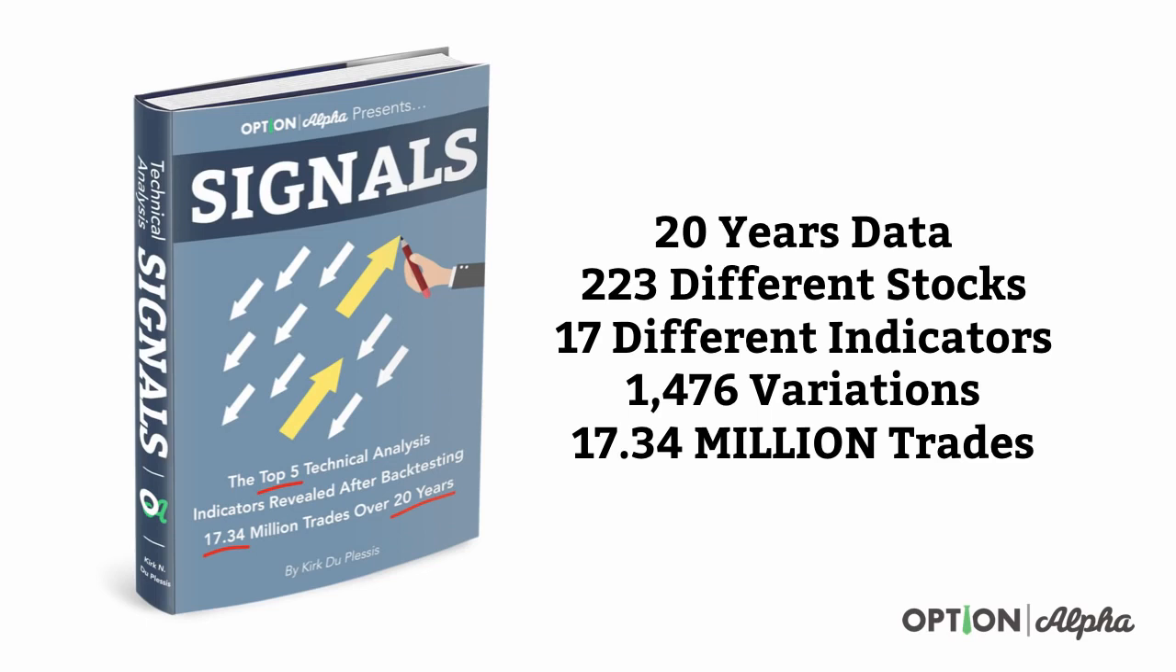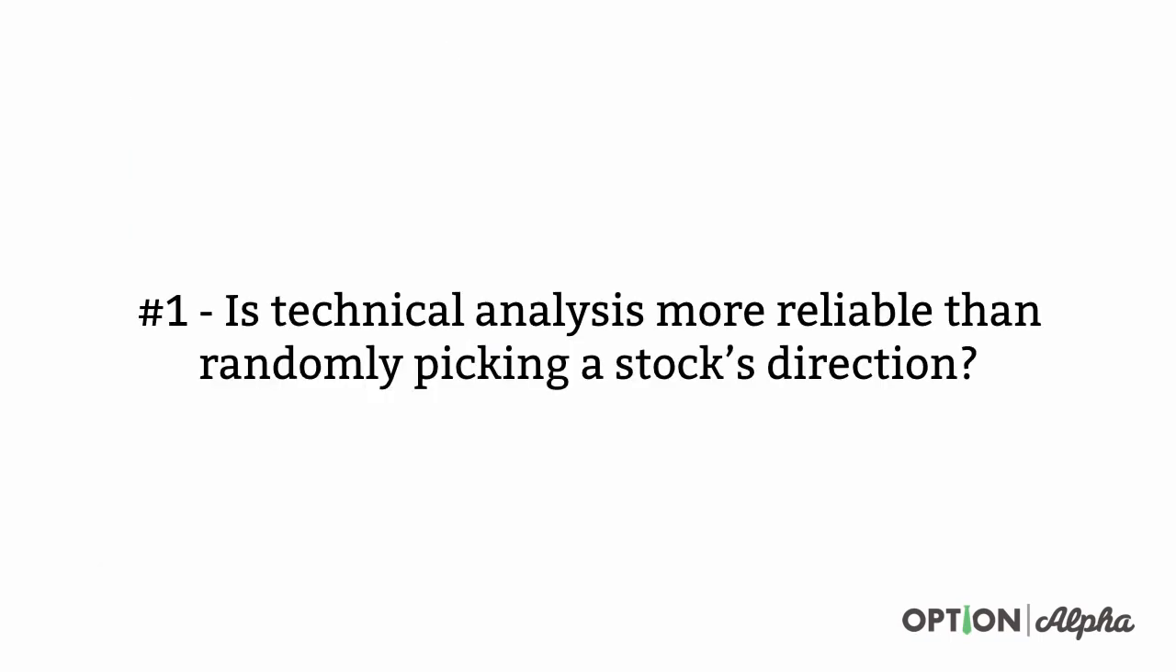At the end of it, we ended up tracking about 17.34 million trades over the course of our year-plus study with all these different indicators and stocks. And basically, we were looking for 3 questions to be answered. Number 1, is technical analysis more reliable than randomly picking a stock's direction?